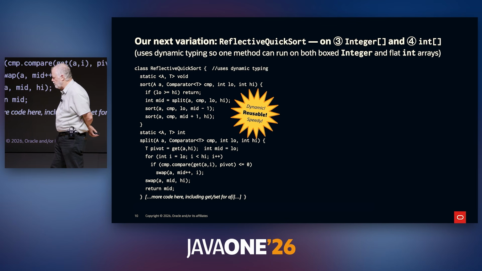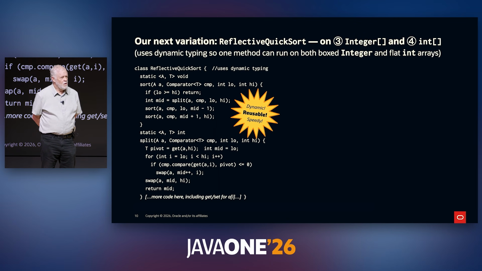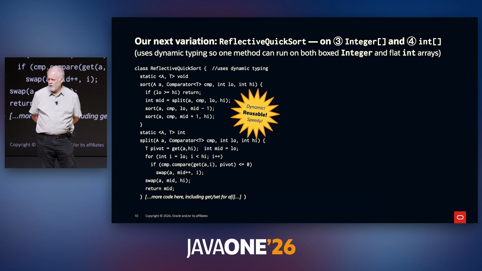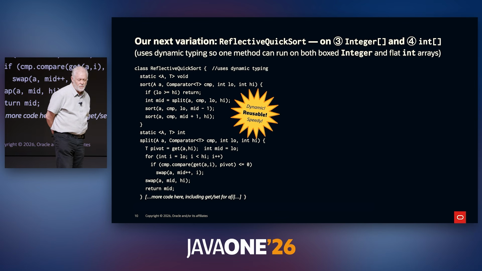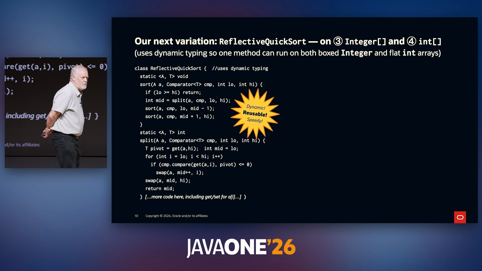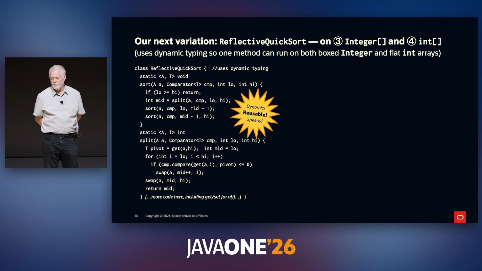Despite the yellow star, I wrote a reflective version of QuickSort, which uses reflection to work on both boxed and unboxed arrays. So this is reusable. This is the envious Java catching up to C++, wanting to make a template-like thing that is polymorphic across flattened and non-flattened arrays.